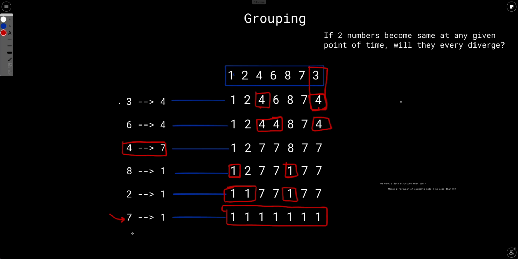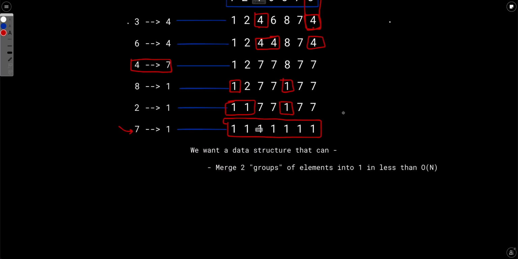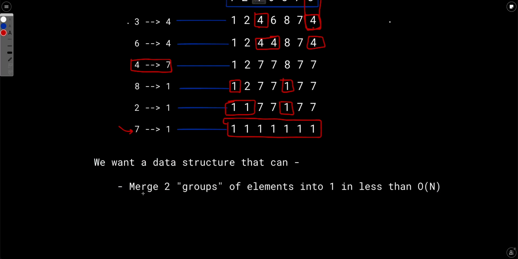So I hope you're getting what we are trying to do here. What we want is a data structure that can merge. First of all, we need to represent this group efficiently, and we need a data structure that can merge these two groups efficiently.